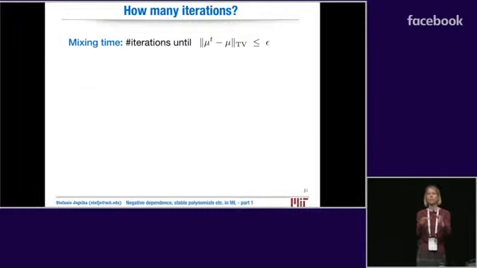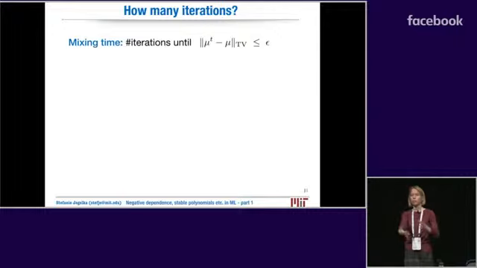What is the probability of being at that set after t steps? So this gives me a distribution over my sets. And I want this distribution eventually to be essentially the mu of S that I want to sample from. That's when my sampler has converged.